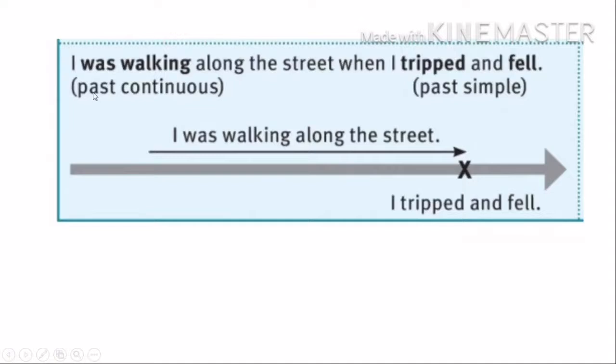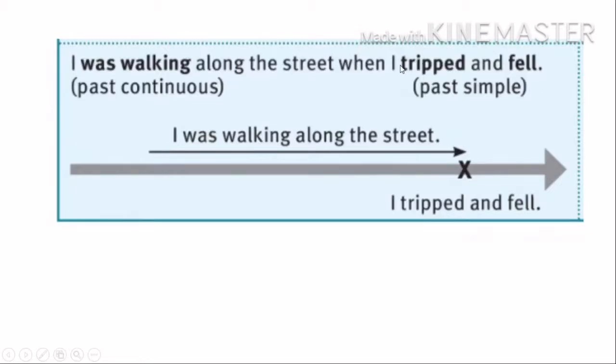As you saw, the past continuous, you're going to use it here for the long action, for the action that was in progress. I was walking along the street. It's the long action. And something interrupts that action. Then you could use when to separate. I was walking along the street when I tripped and fell.